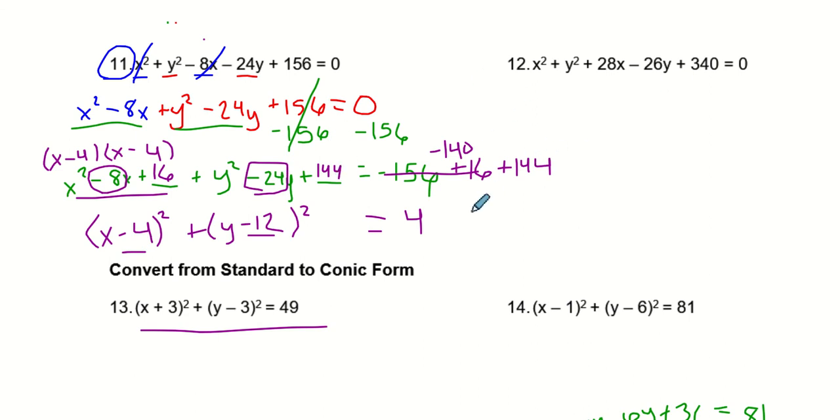Then when you simplify that, that goes down here, and in this, you just put x and some number, and that number comes from half of negative 8, and then the same thing with the y.